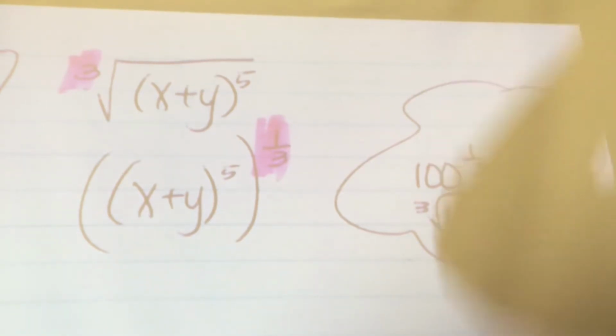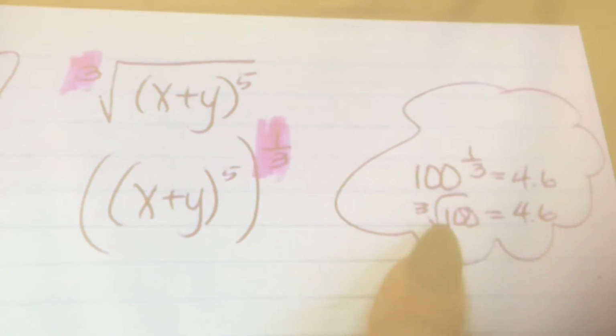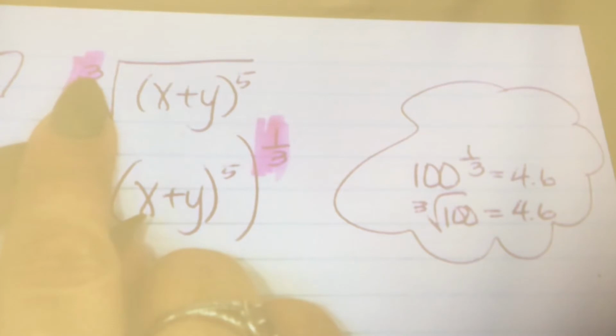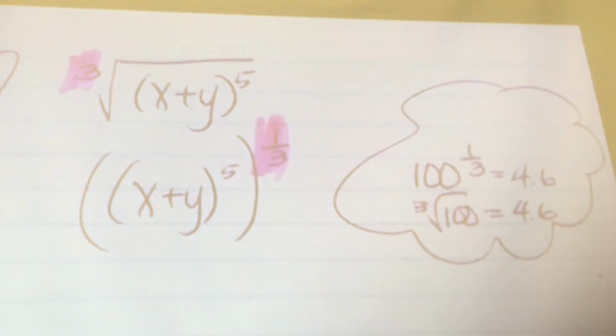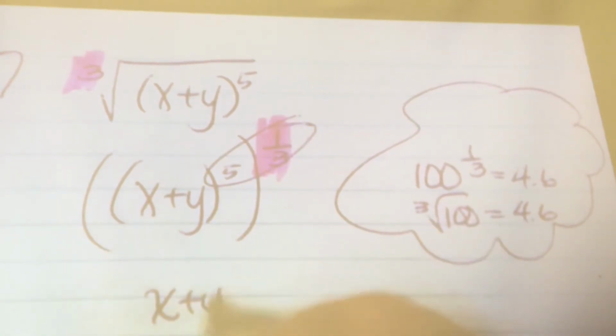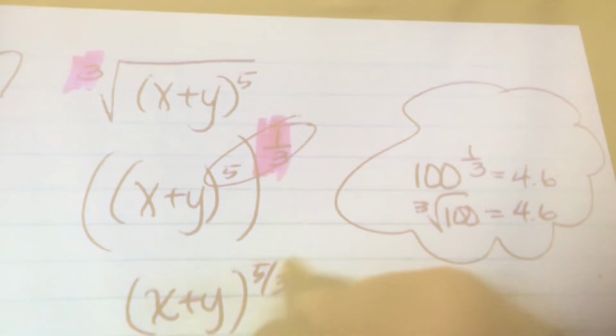So I learned that a third power and a cube root mean the same thing. So when I see this cube root, I'm not going to freak out. I'm just going to say, oh, it's the same thing as to the 1/3 power. So I know a power to a power means I multiply. So my answer here is going to be x plus y to the 5/3.